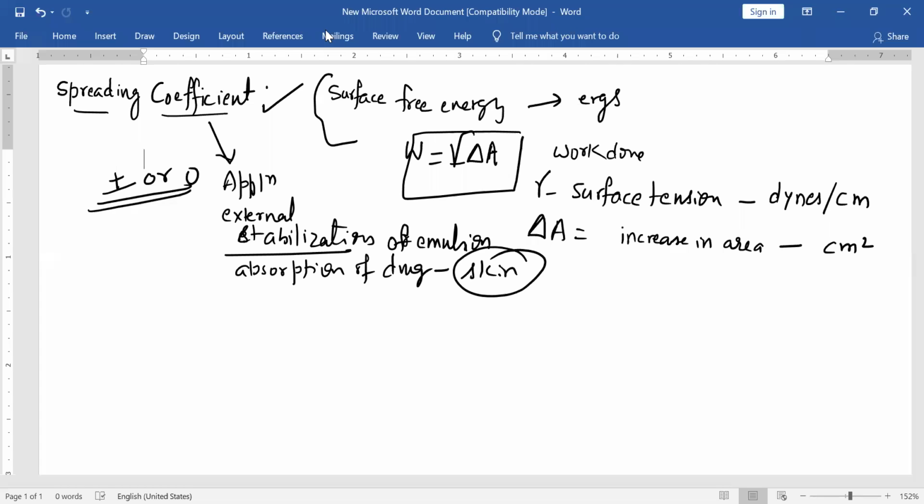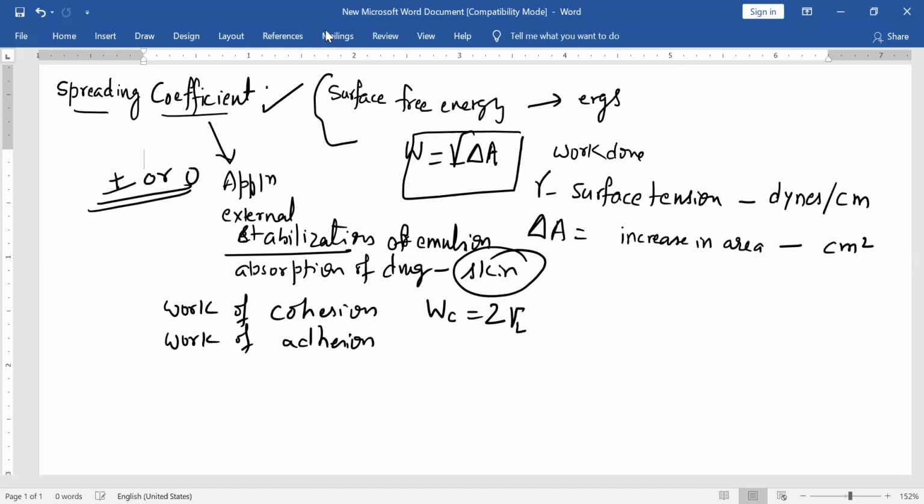So the energy involved in separating the molecule of liquid is known as work of cohesion, which is expressed as WC, that is work of cohesion is 2 delta L. And the energy involved to separate a column of two immiscible liquids at the interface into two sections is called work of adhesion, which is denoted by WA, delta L plus delta S minus delta LS.